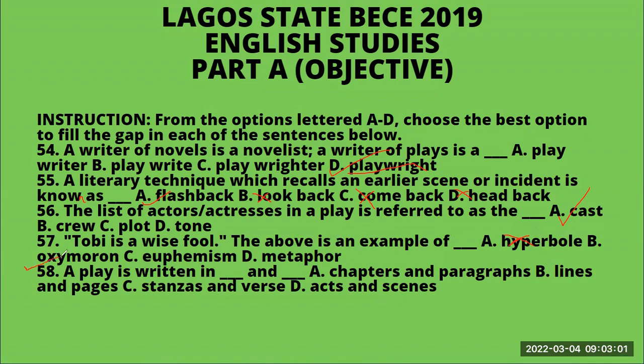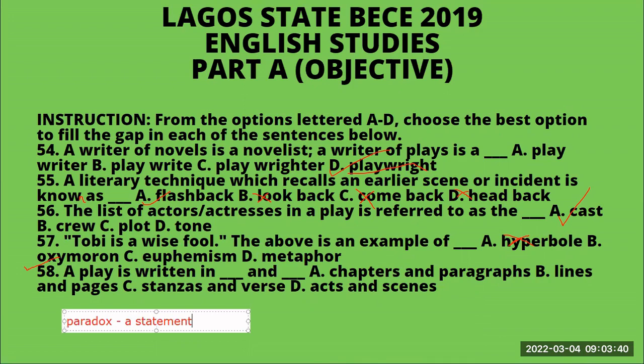Oxymoron is where you place two opposite ideas side by side, the idea that somebody is wise and is at the same time a fool. These are two opposite ideas. A wise fool, that is oxymoron. Now, oxymoron is close to paradox, all right? Now, the difference is that paradox is a statement.